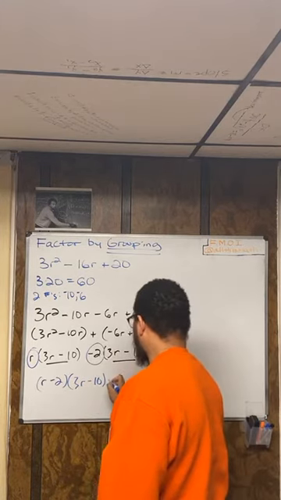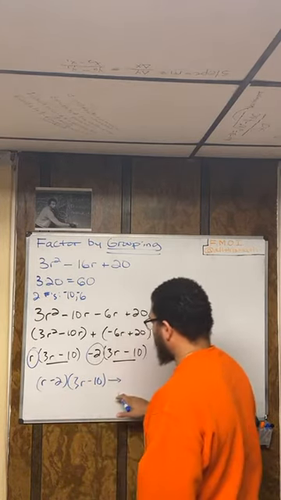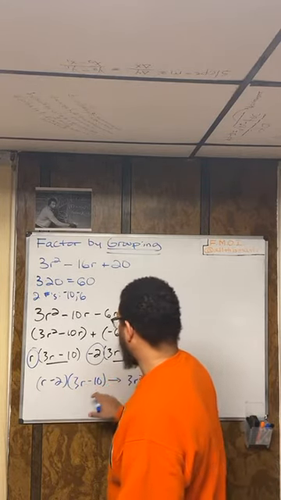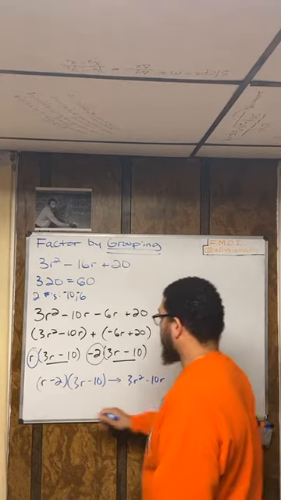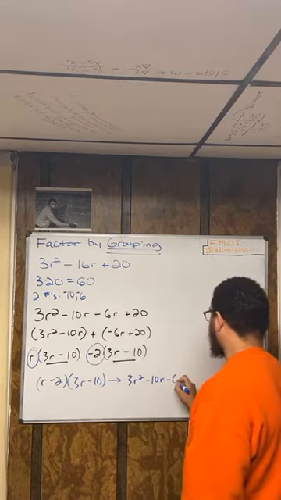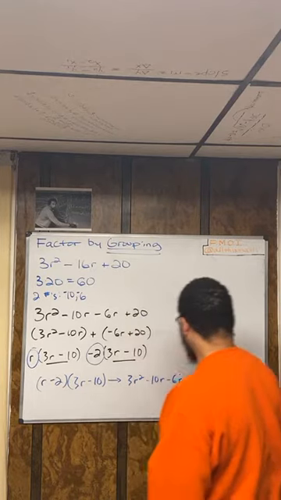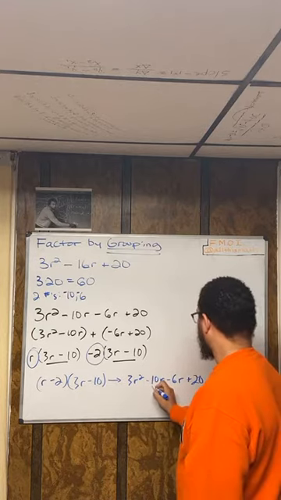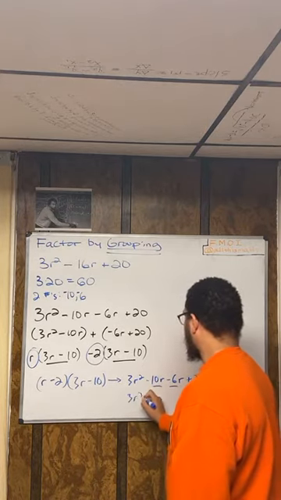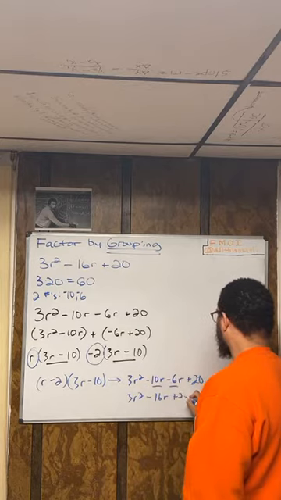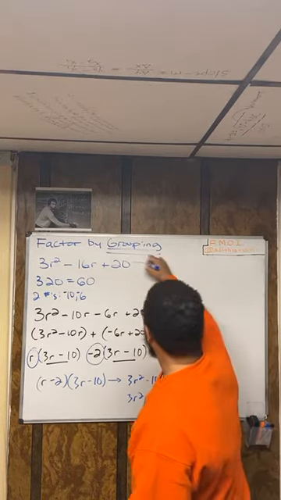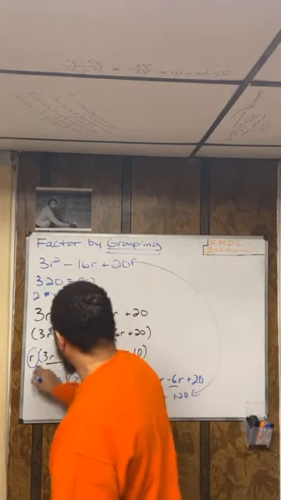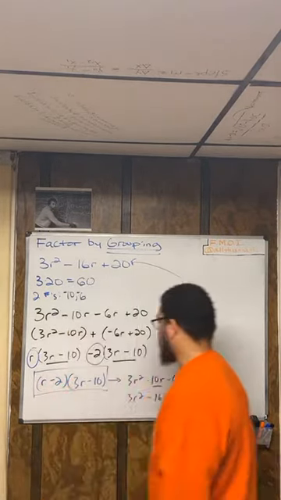But again, we should always check our work, right? So I'm going to FOIL this out. I'm going to do r times 3r, which is 3r squared. I'm going to do r times negative 10, which is negative 10r. I'm going to do negative 2 times 3r, which is negative 6r. I'm going to do negative 2 times negative 10, which is positive 20, right? And then I'm going to combine like terms. And I'm going to get 3r squared minus 16r plus 20. And that is what I started with, right? So that's proof that this is the correct answer. And there you go.